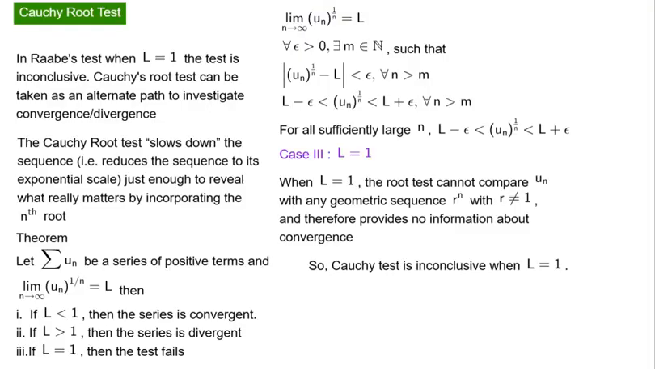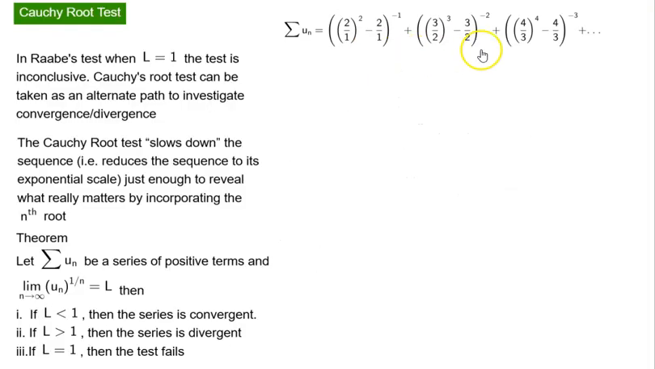Now, let's look at an example. So, here we have a weird looking series. We have series U sub n is equal to 2 by 1 square minus 2 by 1 to the power of minus 1 plus 3 by 2 to the power of 3 minus 3 by 2 to the power of minus 2 and so on.